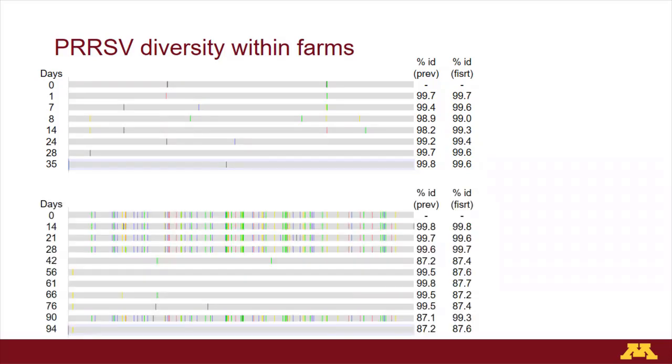However, it was not uncommon that we saw situations like this, in which we have, for the first 4 samplings, one virus identified, which was fairly similar to each other. But then by day 42, we have a different virus identified. And that virus stayed in the farm until week 90, when the first virus appeared again.